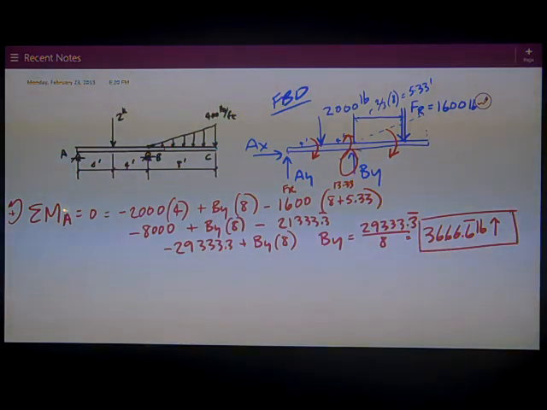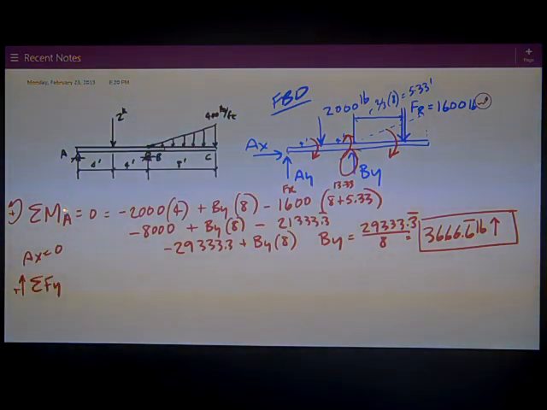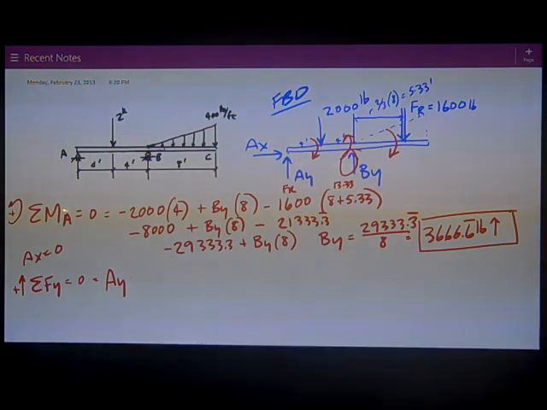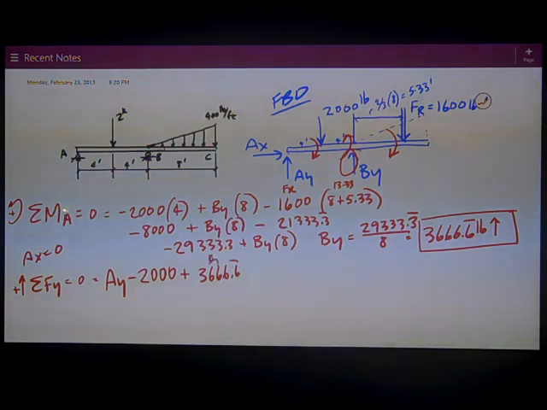I'm not going to mess with sum of forces in the x direction because we saw AX is equal to 0 by inspection. I've just got sum of forces in the y. Positive is up. It's equal to 0. I've got AY assumed up minus 2,000 plus BY, which is 3666, minus FR, which is 1,600.